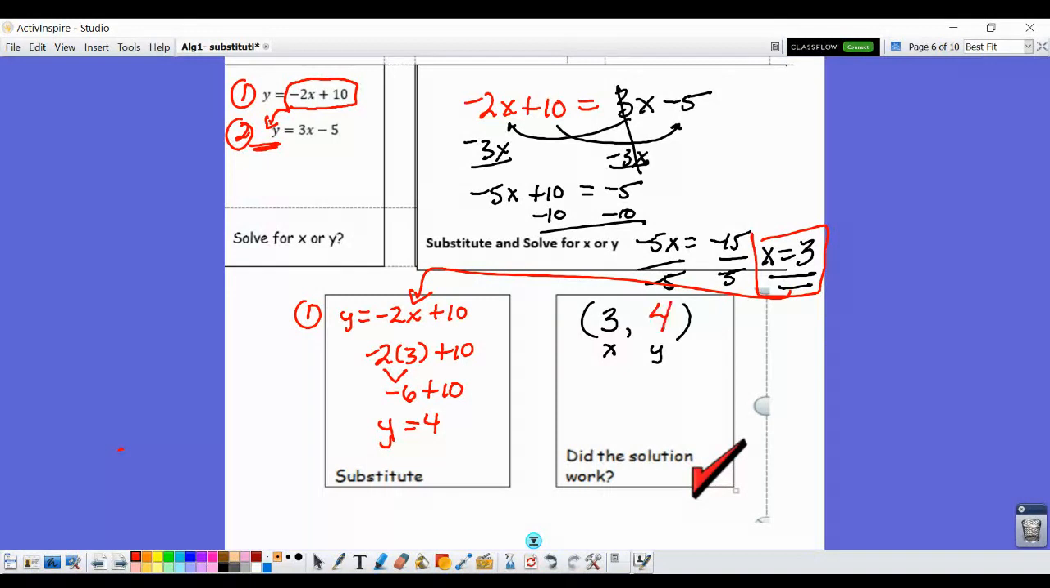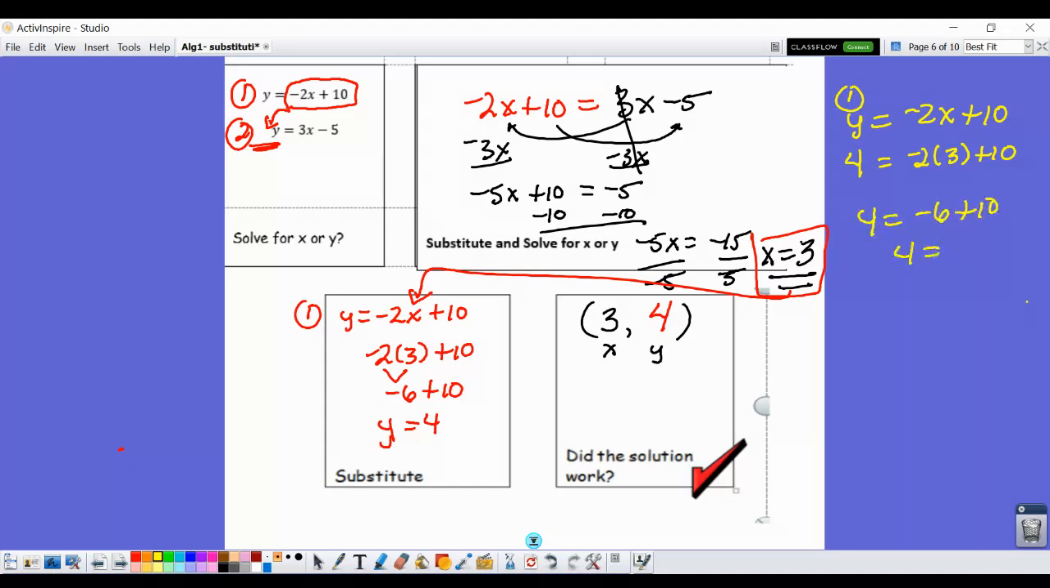So my solution is 3, 4. Okay, now to check the solutions, you have to check both sets. So we know when we substitute in to check in a regular equation, we just substitute in our x and substitute in our y. So the 4 would go for the y, and I would have a 3 in for the x. This is equation 1. So I have 4 equals negative 6 plus 10.